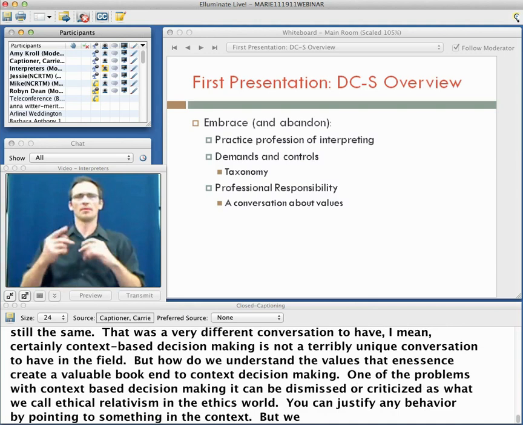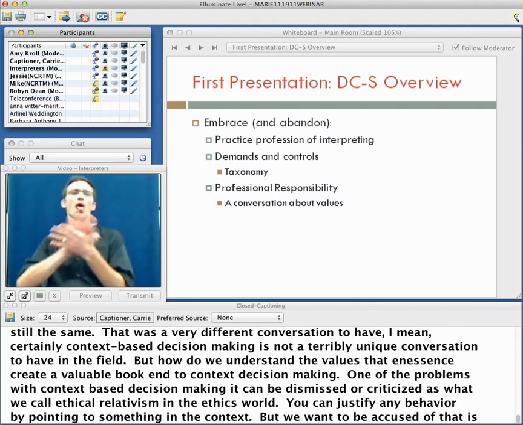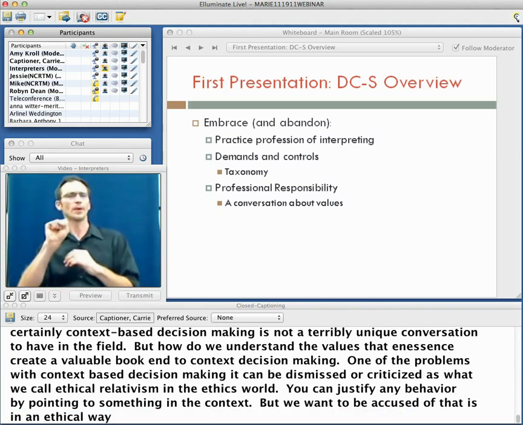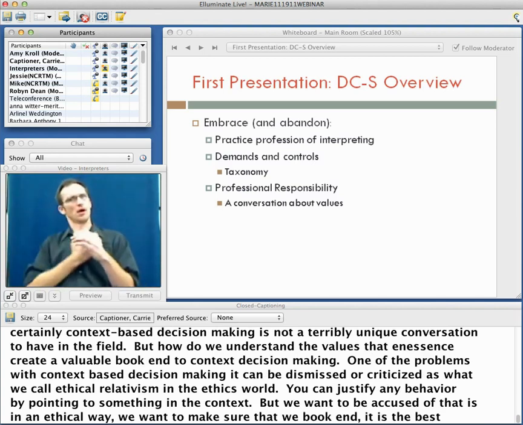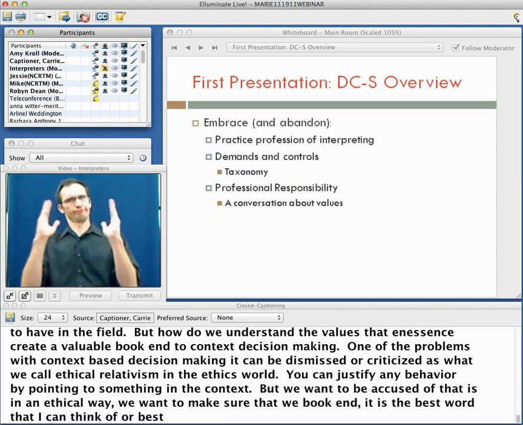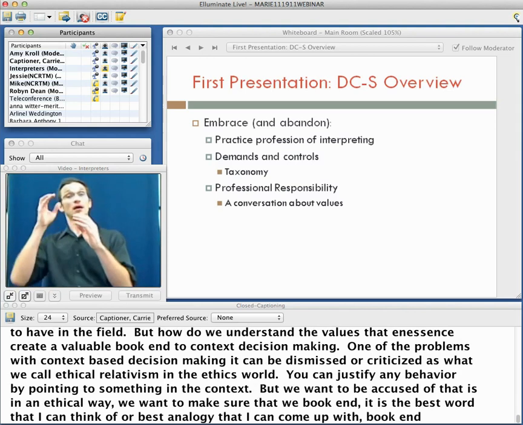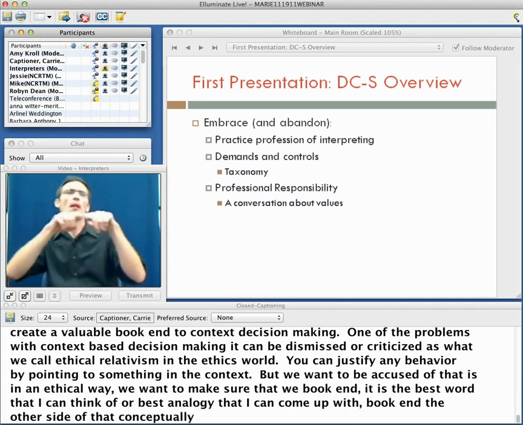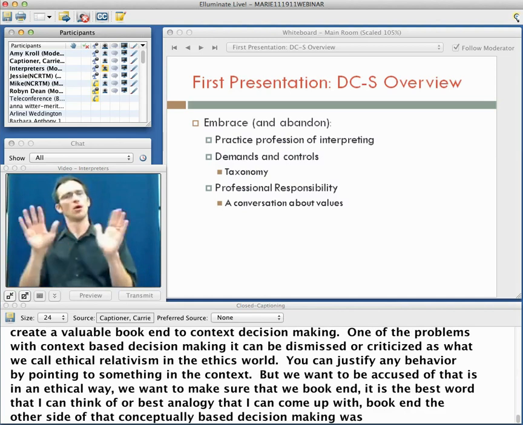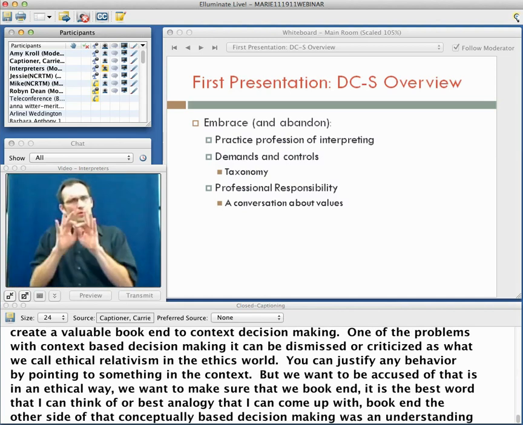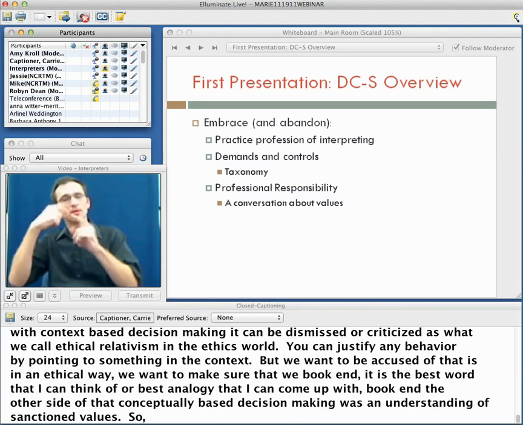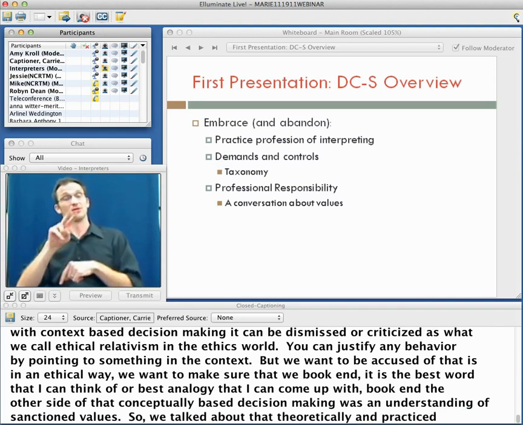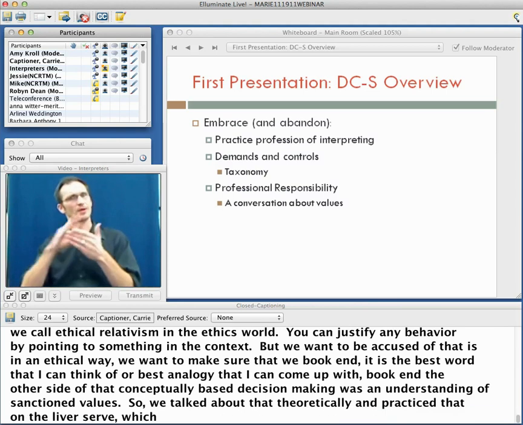We want to make sure we bookend, which is the best word or analogy I can come up with, the other side of that contextually based decision-making with an understanding of sanctioned values. So we talked about that theoretically, and also we practiced that on the listserv, which was a complex thing for us because it's a new conversation to have.